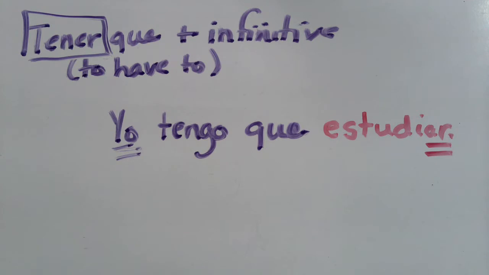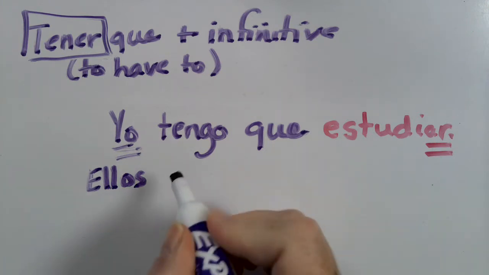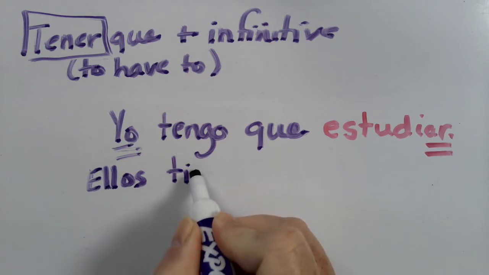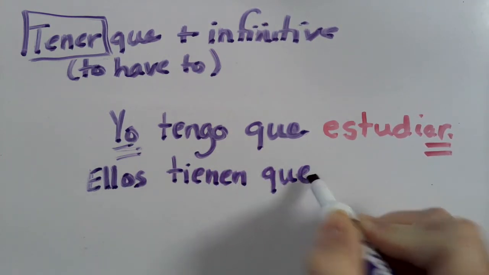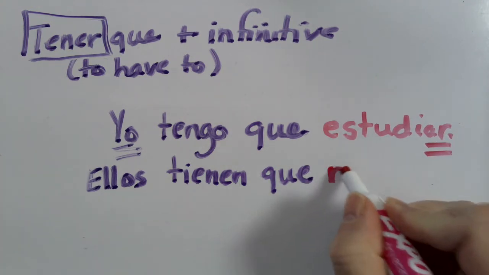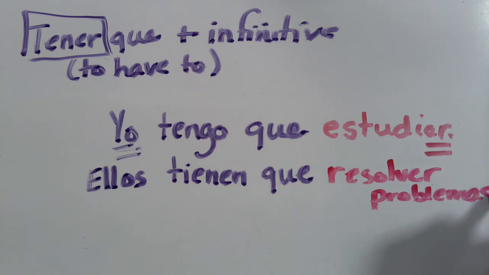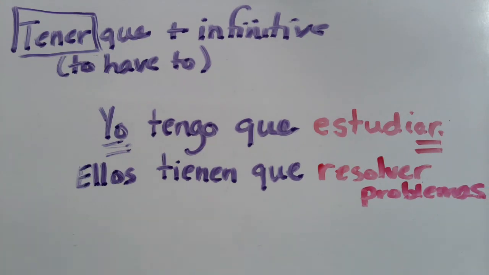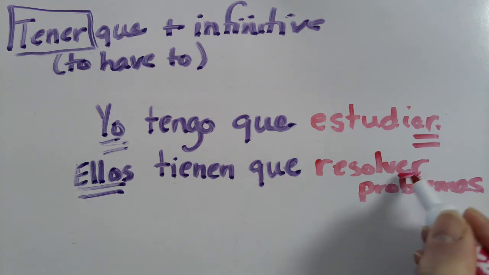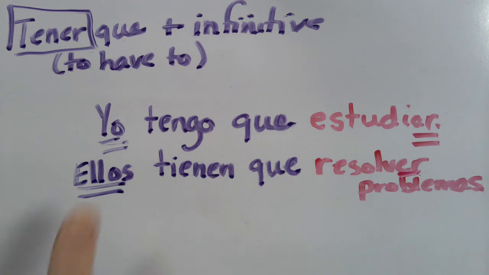Let's change it up. If they have to solve problems in math, let's start with ellos, because we know exactly who it is that has to solve the problems. Then I'm going to conjugate tener to agree with ellos. So ellos tienen que. And if you remember the phrase to solve problems, resolver problemas. I know exactly who it is that has to solve the problems because my verb, ellos tienen, tells me who it is that has to. And remember, whatever it is that has to be done stays in the infinitive, ending in AR, ER, or IR. So that's to say what someone has to do: tener plus que plus the infinitive.